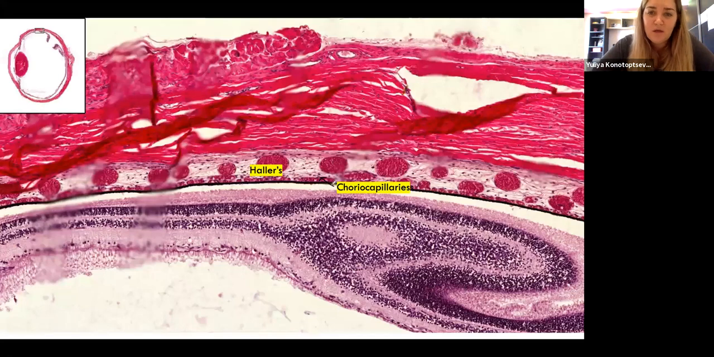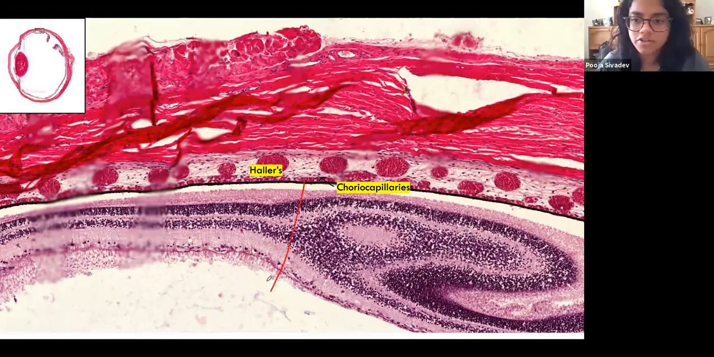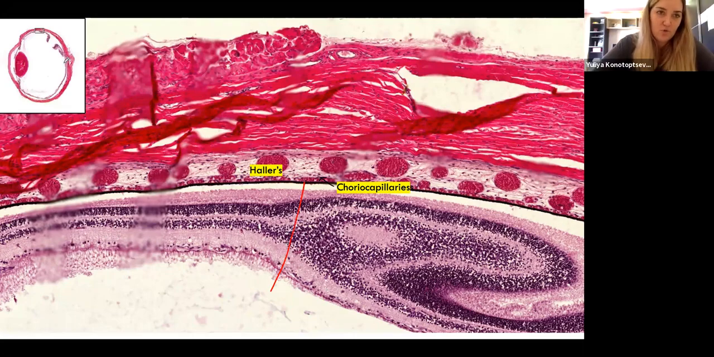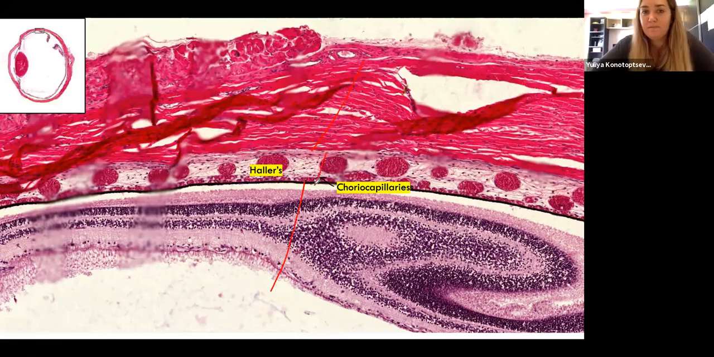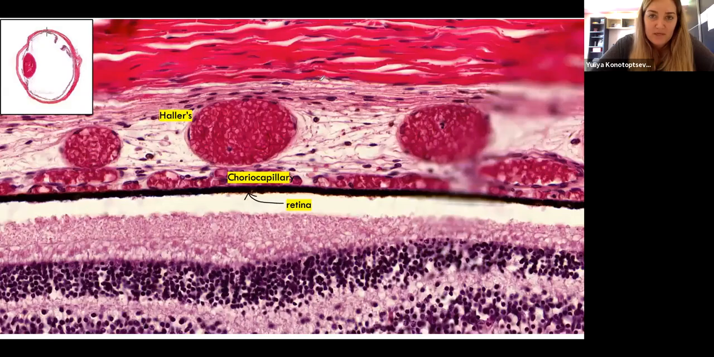So take a look. What is this? Take a look where we are, right? What is this? Retina. This is the visual retina. We're in the most posterior part of the eye, right? What is this? Sclera. And between them you can see that this is the choroid. So from here until here, this is the choroid.